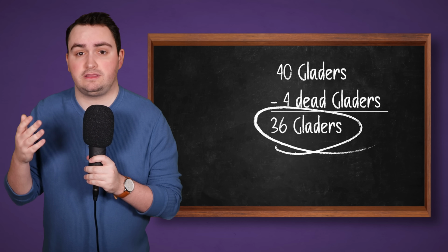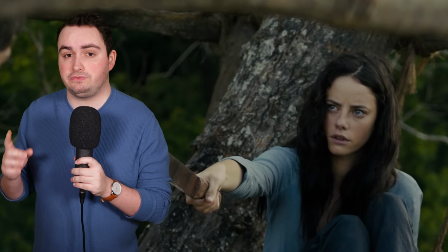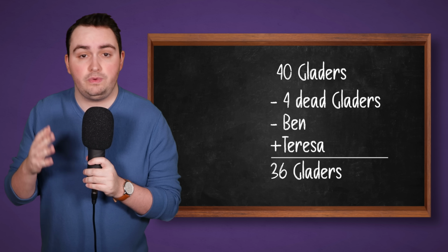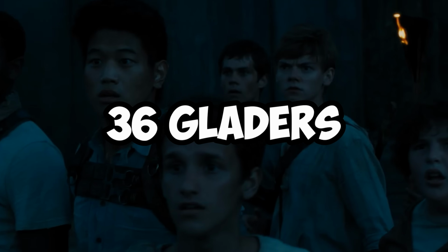First we'll account for the 4 dead ones listed on the wall, which brings it to 36. And then also at this point, Ben has been banished and is out of the picture. However, we have since added Teresa to the group, and for the sake of keeping everything organized, I'm going to add her to the number, so by removing Ben and adding her, we keep it at 36. So that's the number of gladers we know exist before the Griever Attack.